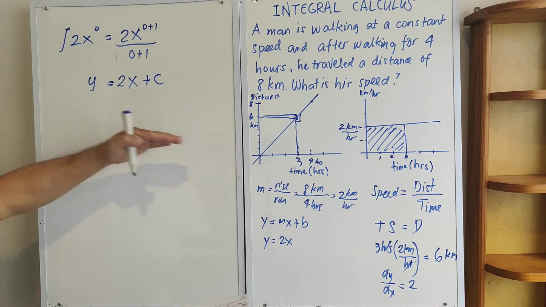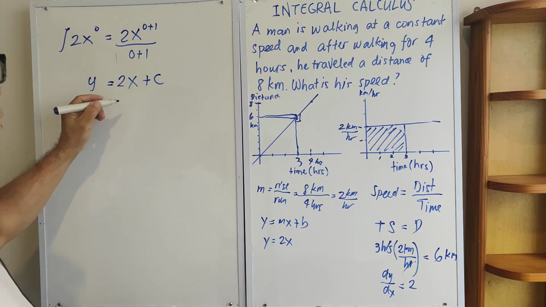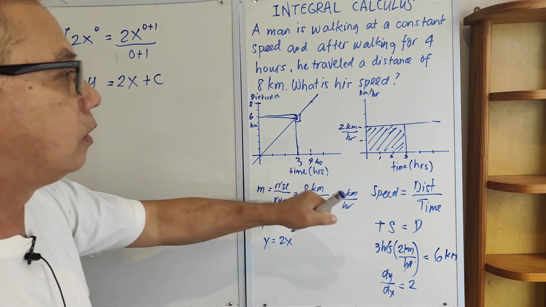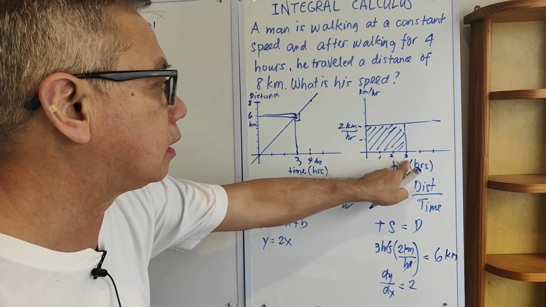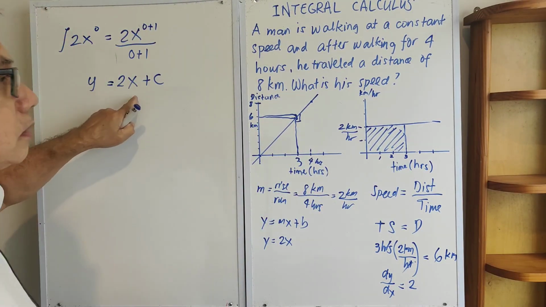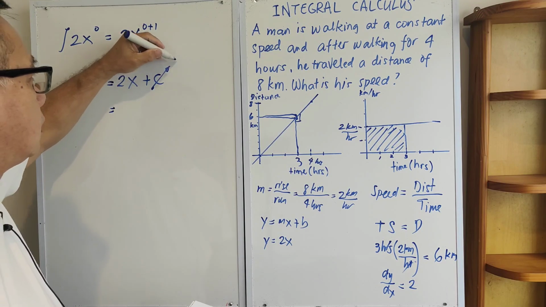Now that we have your original equation, you can use this equation to solve for this area. If you want the area at 3 hours, you can substitute here 3. So this is 0.